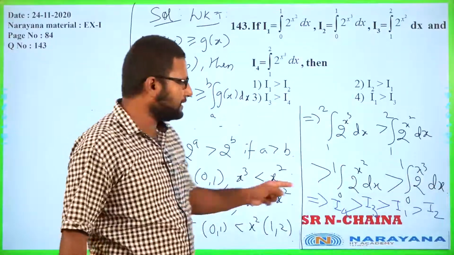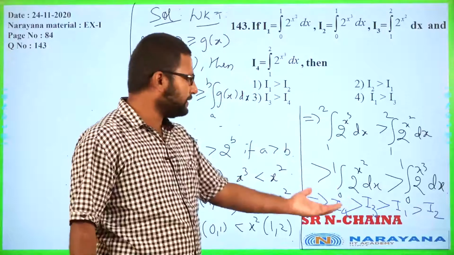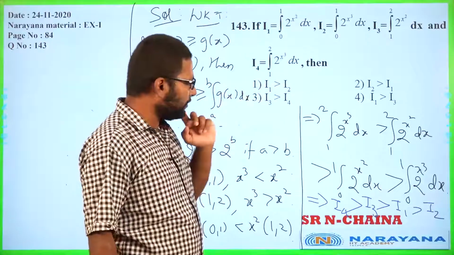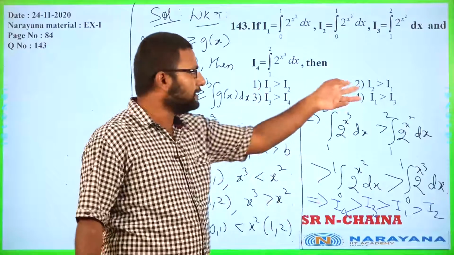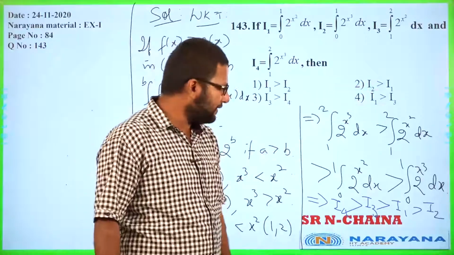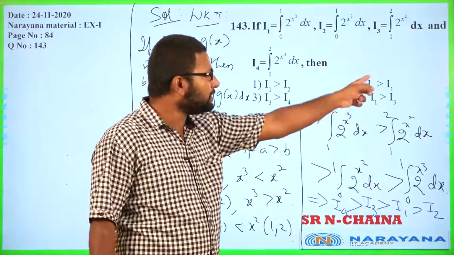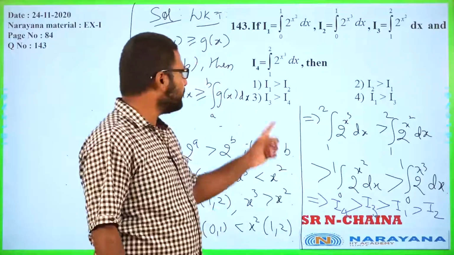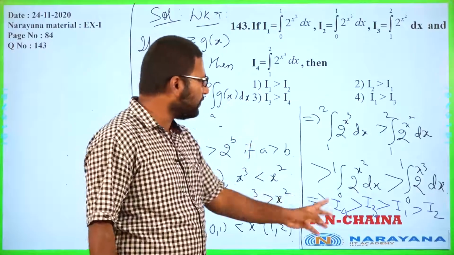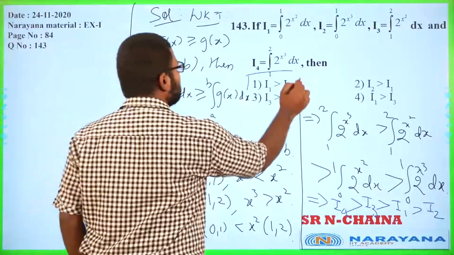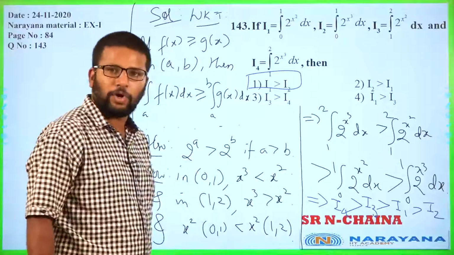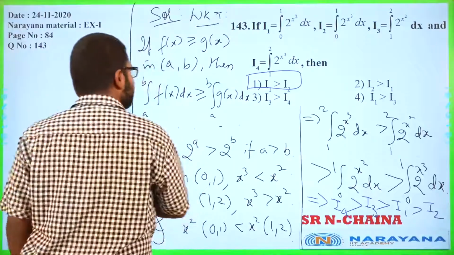So that is the relationship that we have established. Then now just check the options. I1 is greater than I2. That's true. So we should know this should be the answer. Just verify. I2 is greater than I1? That is false. I3 is greater than I4? False. I1 is greater than I3? False. Which means option 1 is correct. Got it? Okay. Let us proceed then.